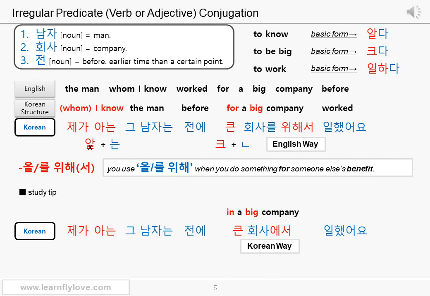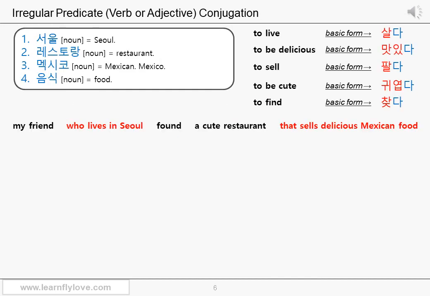제가 아는 그 남자는 전에 큰 회사에서 일했어요. Now you can see the Koreans don't really work for the company. They just work in the company. That's great. Let's see one more example and wrap up this lesson.